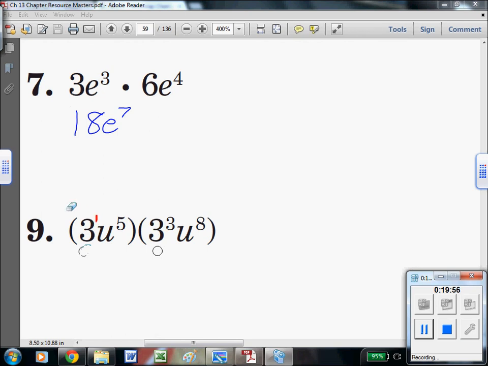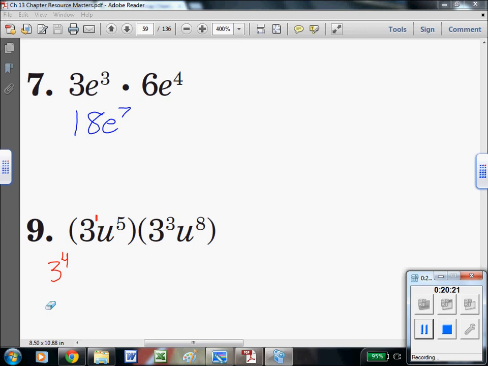So 3 doesn't have an exponent, so it has an exponent of 1, because 3 to the first power means 3 times nothing. It's literally just 3. It's not times anything because there's only 1 of it. So that means we have 3 to the first power times 3 to the third power, just like it was if it was a variable. 1 plus 3 is 4, so that means we have a total of 3 to the 4th power.